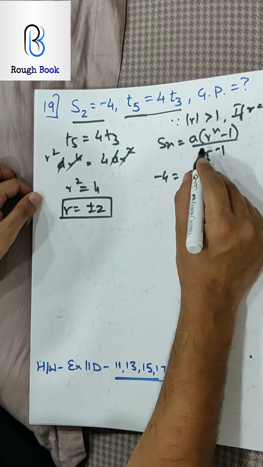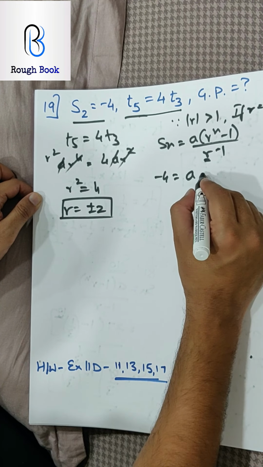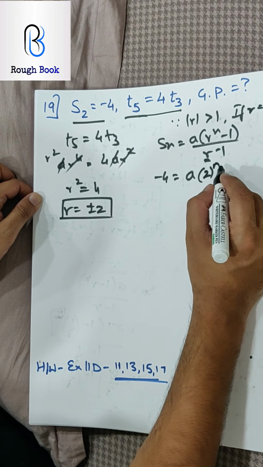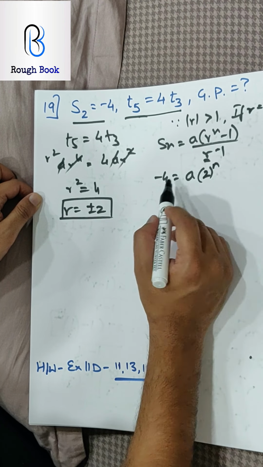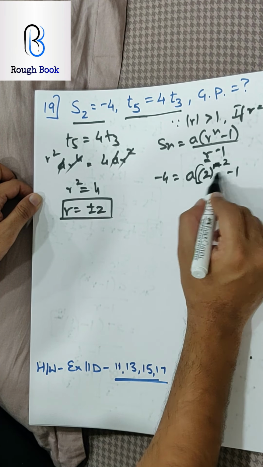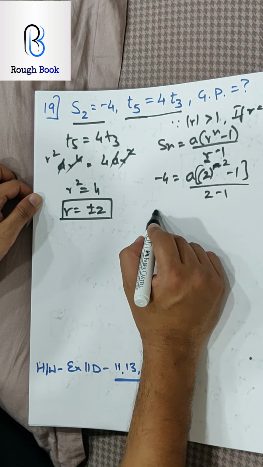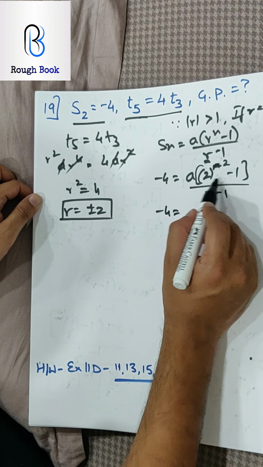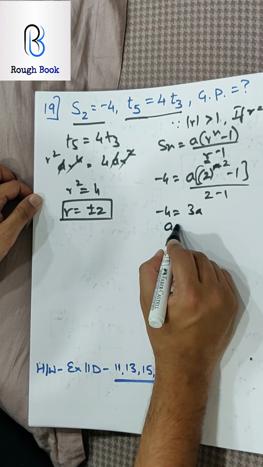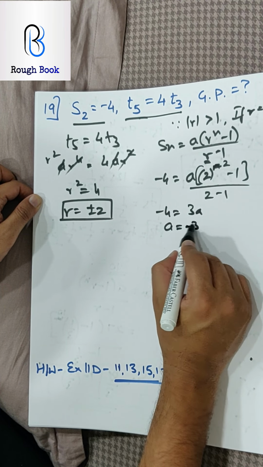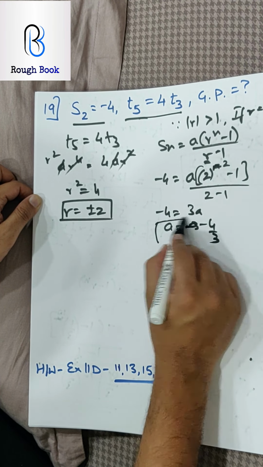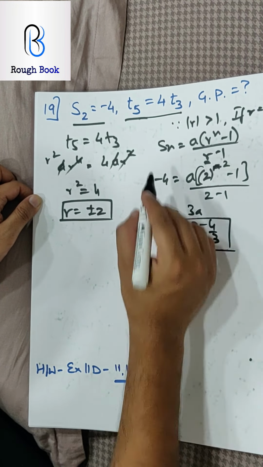First I am taking r as 2. Here n is 2 because it is S2. So minus 4 equals a times (2 squared minus 1) upon 2 minus 1. So minus 4 into 1 becomes minus 4, and this will be 4 minus 1, so 3a. So I'll get the value of a as minus 4 upon 3. That's the first condition.